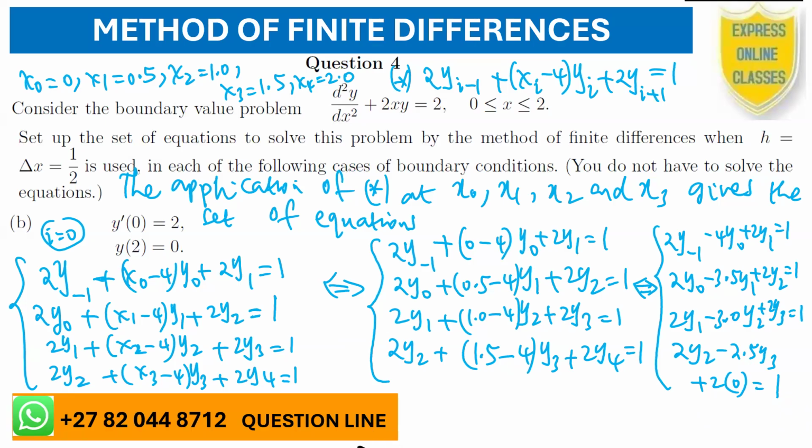Right, so this is what we've got. And we need to, therefore, simplify this particular equation. And these equations will simplify to the following. If you take these equations exactly into account and we simplify them, the bottom one is going to be 2y2 minus 2.5y3 equals 1.